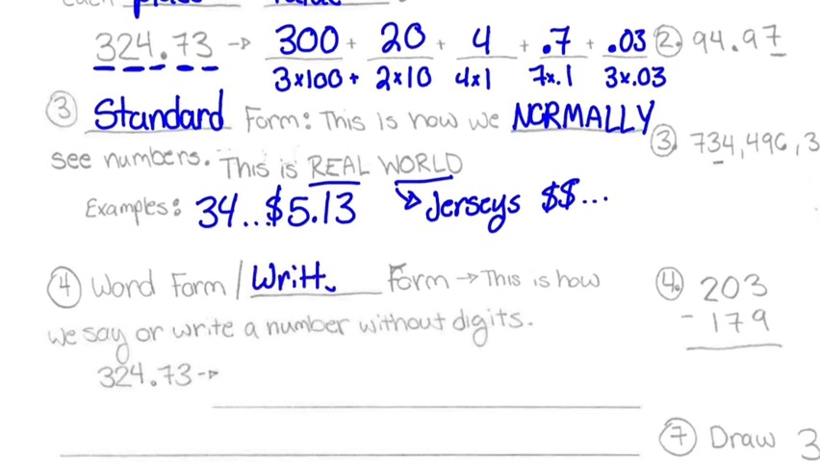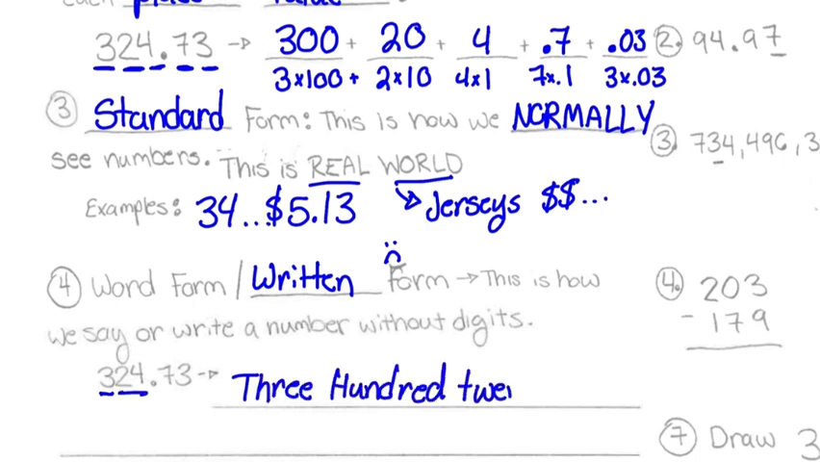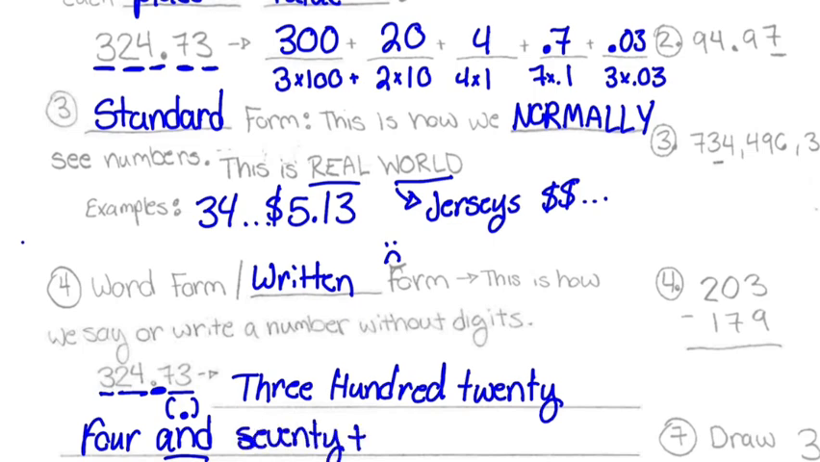Now, written form or word form is my least favorite because it takes a while to do. Think about it as if you're writing a check. This just takes practice. There's 300, you're going to put that 24 together, so it's 324. And if you see that decimal, you're going to say "and" 73 hundredths, because that 3, the last place value it's at, is the hundredths place. So 73 hundredths.